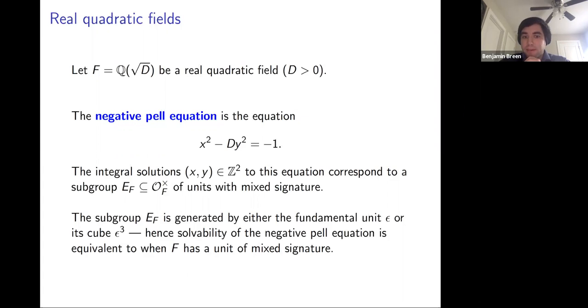And that would mean that then the subgroup E of F actually has some solutions to it. And alternatively, if there are no units of mixed signature, then there are going to be no solutions to this negative Pell equation. So in short, the negative Pell equation can immediately tell you whether your real quadratic field has units of mixed signature or whether it doesn't, just based on its solvability.